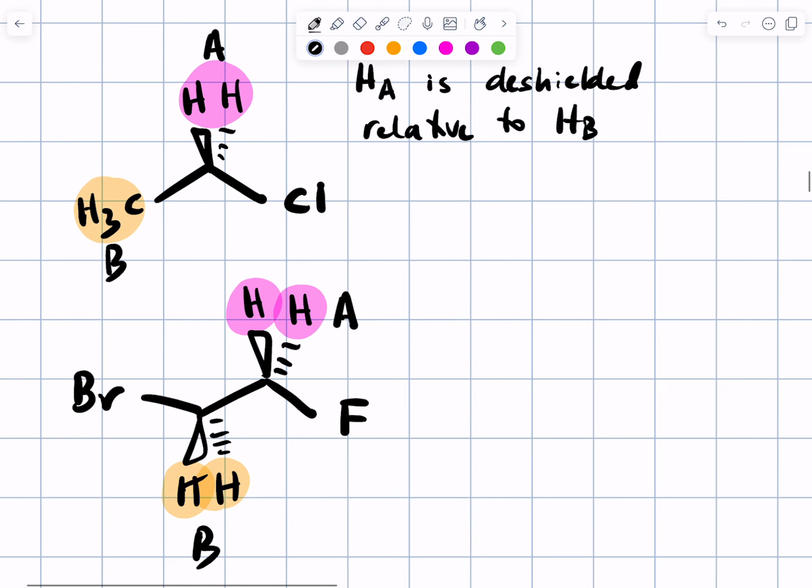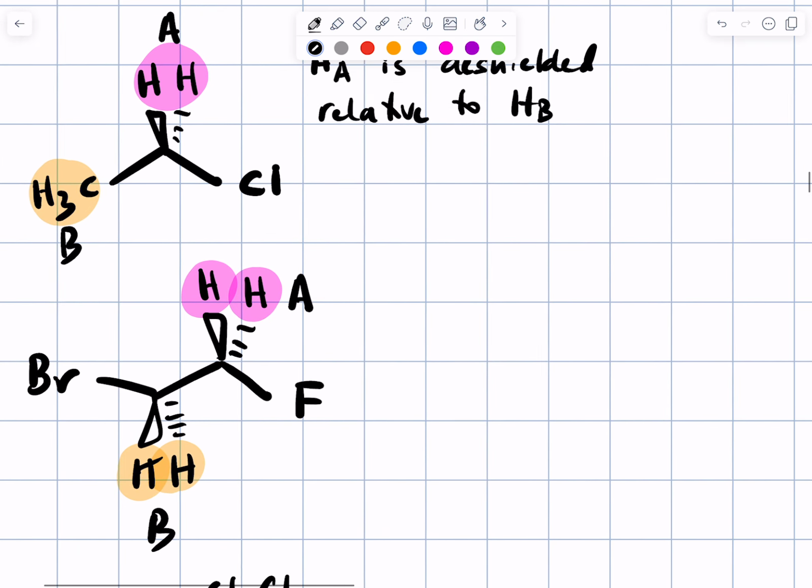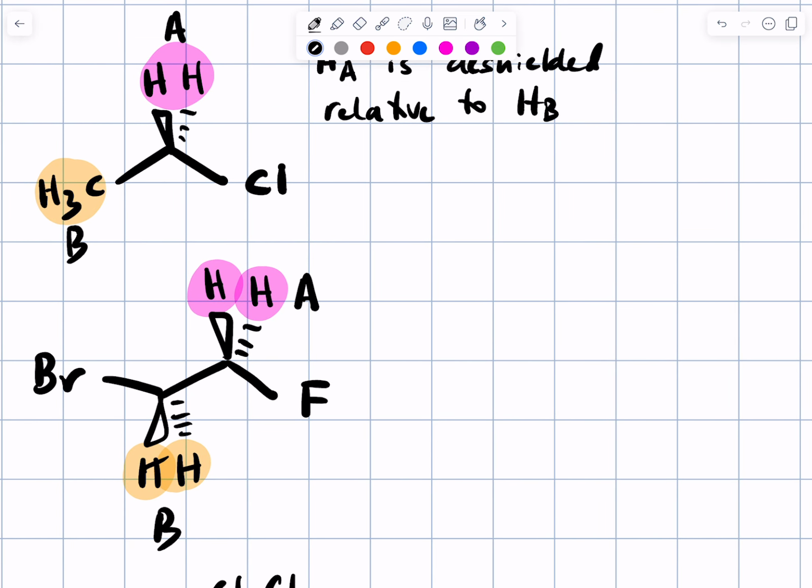Let's look at a different example. 1-bromo-2-fluoroethane. Because fluorine is more electronegative than bromine, the HA protons should be deshielded relative to the HB protons. Again, tracking mostly with what you expect for electronegativity and also proximity or closeness to electronegative groups.